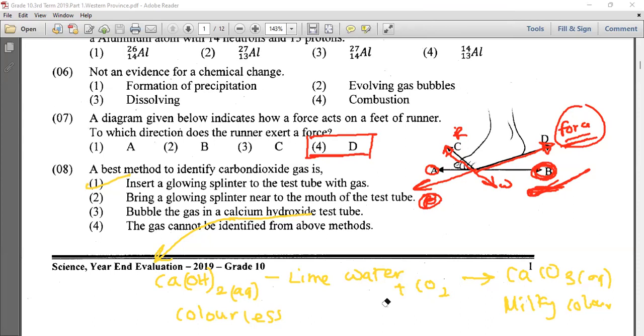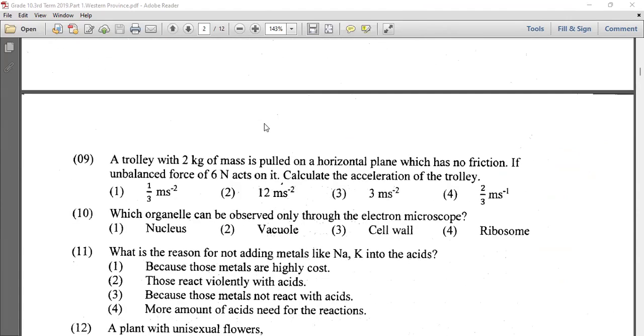So this is also true. Bubble the gas into calcium hydroxide test tube. That's very true. It turns into a milky color. That explanation also is very true. Okay, so you have two options for that. Two options for that. Right. Okay, next one. The ninth.